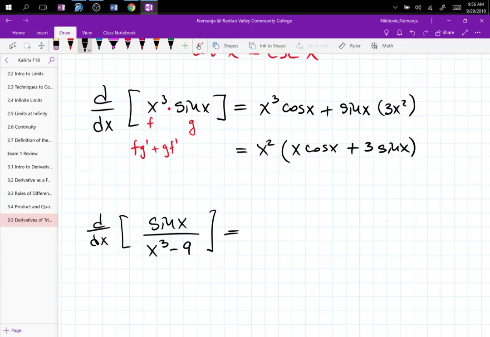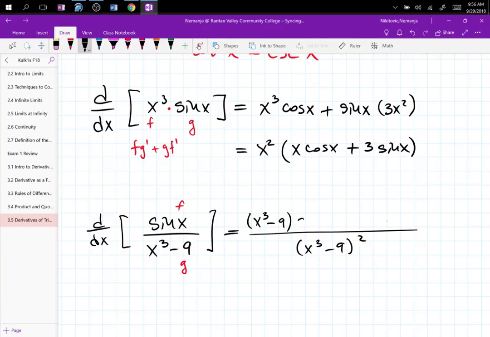The bottom one is quotient rule, used when you have a quotient of two functions. We already did that 2 times. So we take the bottom, x cubed minus 9, and square it. Then we put x cubed minus 9 here. The derivative of sine is cosine x, minus, and then we copy the sine x, and then the derivative of the inside is 3x squared. There's nothing that we can factor or simplify here. We just leave it.